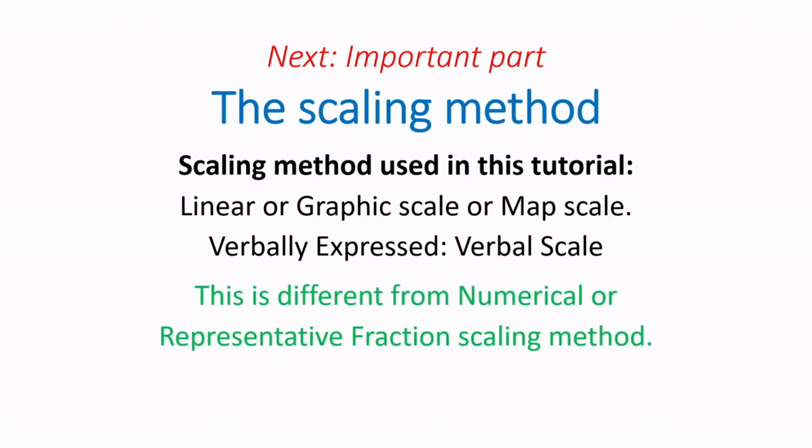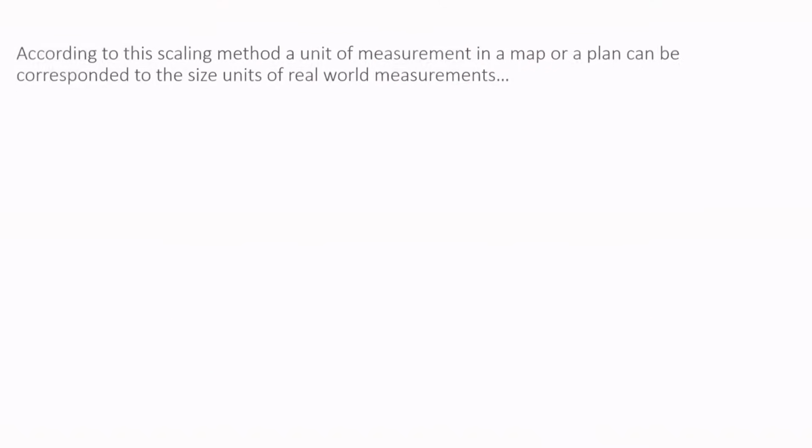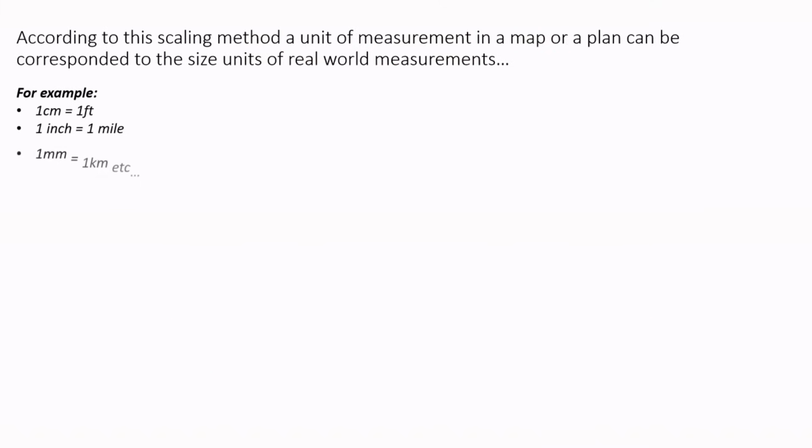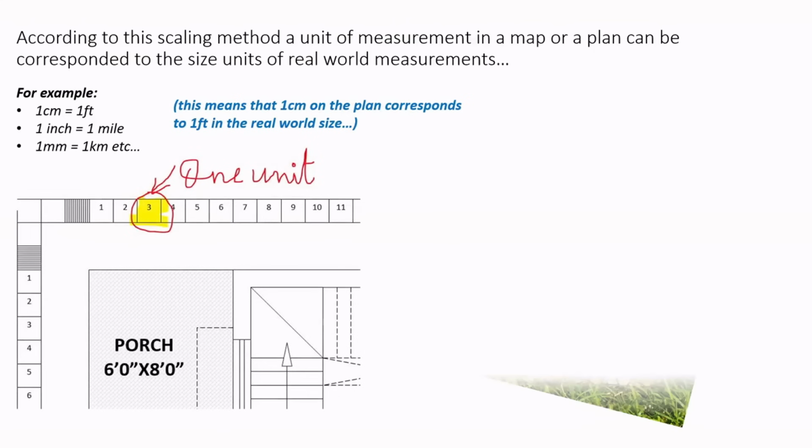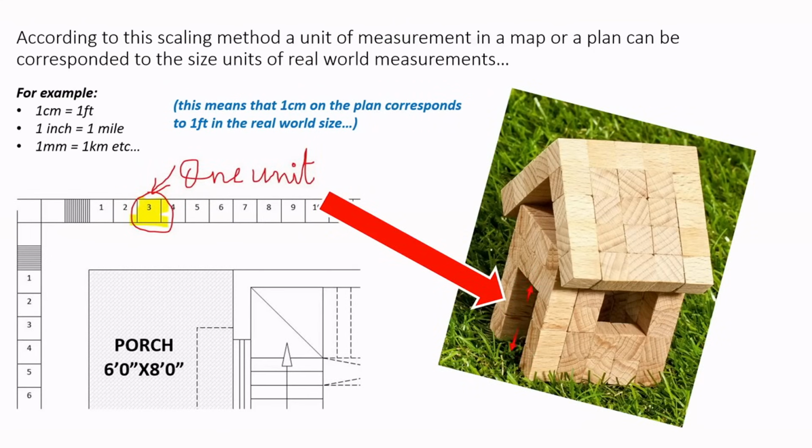Now, next comes the very important part, the scaling method. The scaling method that I am going to use in this tutorial is called the linear or graphic scale. You might also call it the map scale. When this is verbally expressed, it is called verbal scale. This is different from numerical or representative fraction scaling method. According to this scaling method, a unit of measurement in a map or a plan can be corresponded to the size units of real-world measurements. For example, 1 centimeter equals 1 foot, 1 inch equals 1 mile, 1 millimeter equals 1 kilometer.